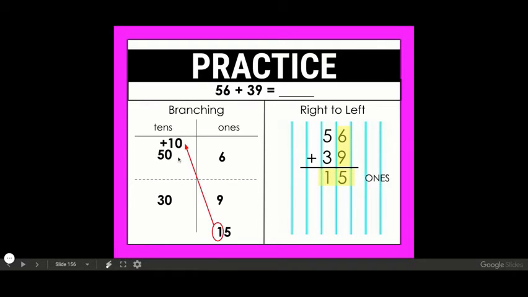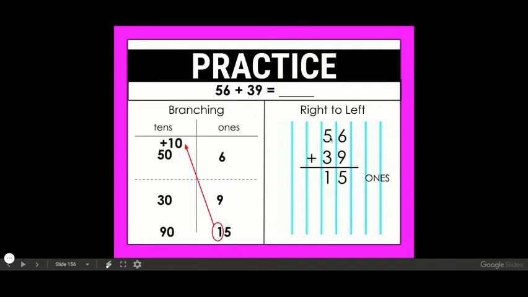All right, our next step is to add our tens. So over on branching, I have 10 plus 50 plus 30. Remember, I like to think about this sometimes as 1 10 plus 5 tens plus 3 tens. 1 plus 5 plus 3, that equals 9 tens or 90.